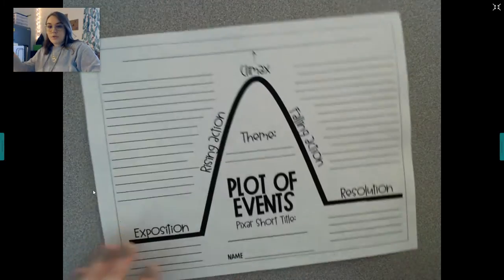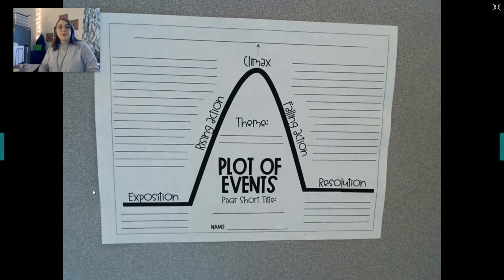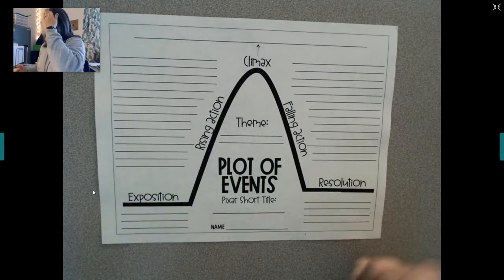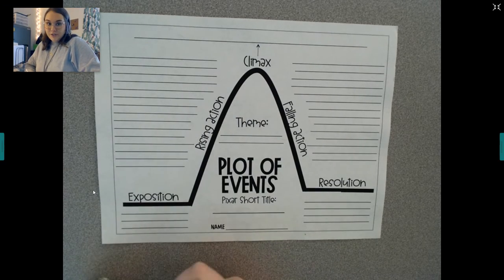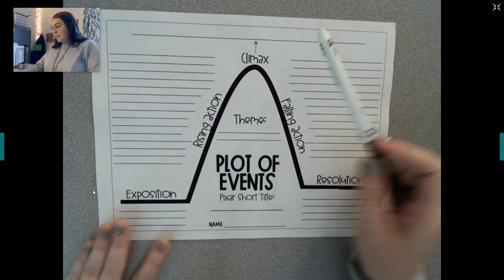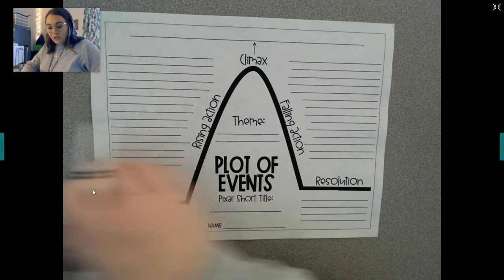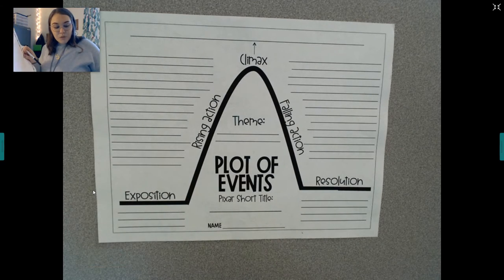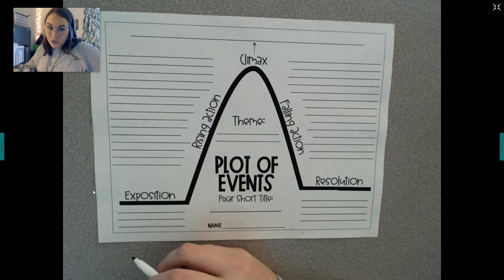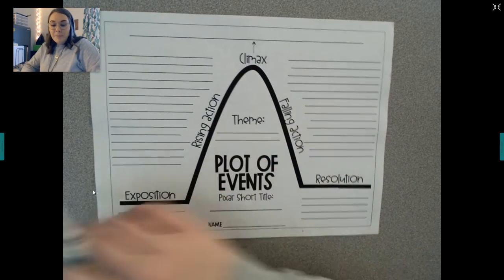What I have done for you is I have made this nice little graphic organizer that we are going to fill out, and it gives you so much more room than just drawing it yourself. So you're going to have your exposition, rising action, climax, falling action, and resolution. Today for your assignment, I'm actually not going to make you do a book. You're actually going to do a Pixar short film, and I'll talk about that in just a second. But first, let's practice finding plot in a passage together.